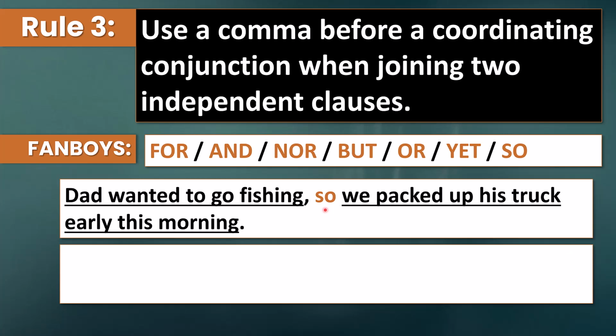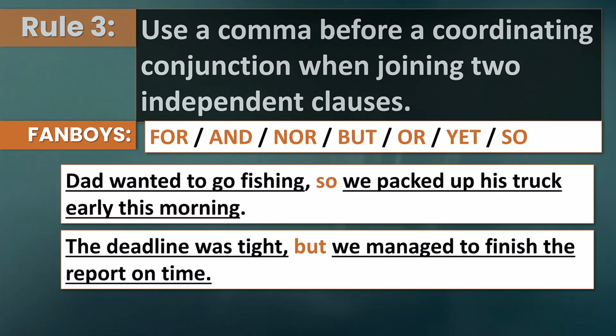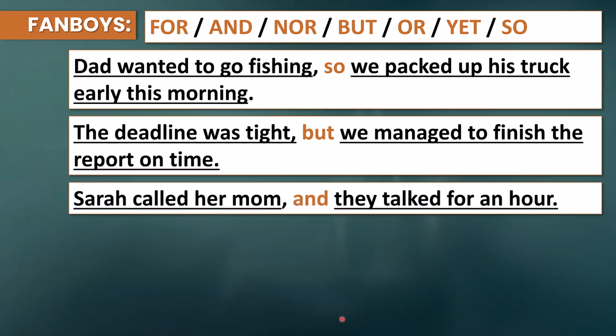Here's another example. The deadline was tight, comma, but we managed to finish the report on time. Once again, two independent clauses joined by a coordinating conjunction, so we use a comma before it. Let's look at another example. Sarah called her mom, comma, and they talked for an hour.